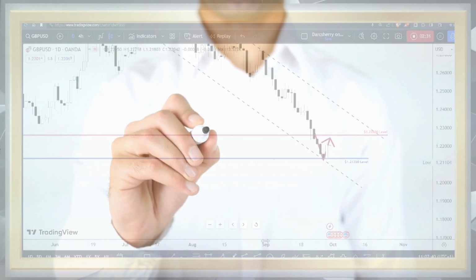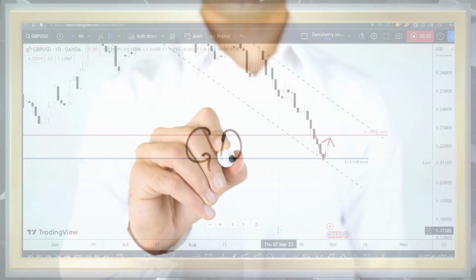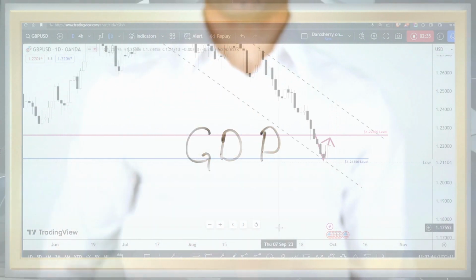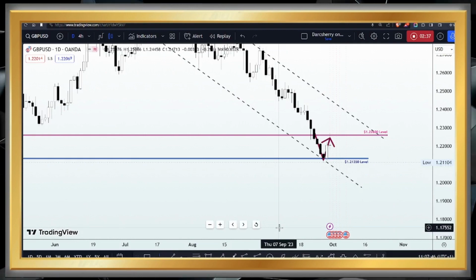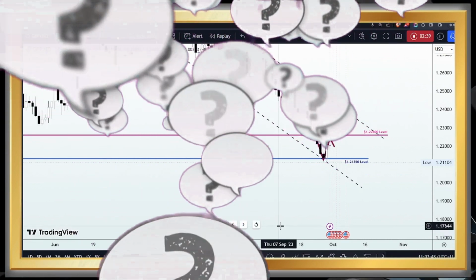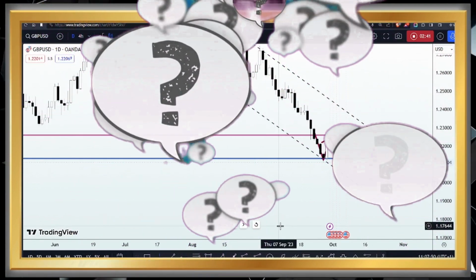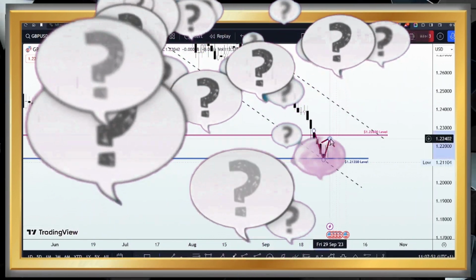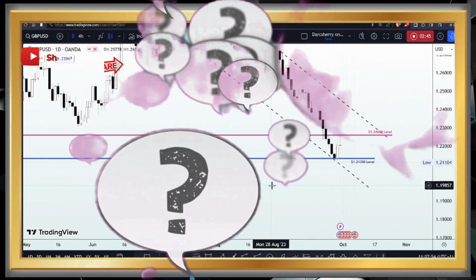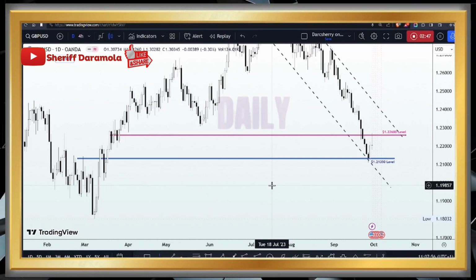Considering the recent GDP data released by the UK's Office for National Statistics indicating a 0.2% expansion, could this positive development potentially trigger bullish momentum in the coming week? Well, let's look at this current structure from a technical standpoint.